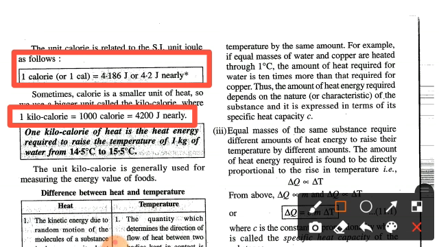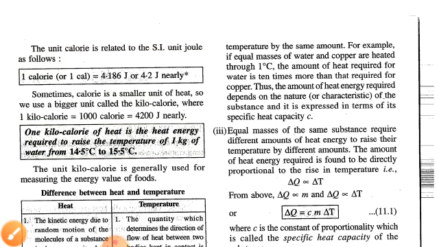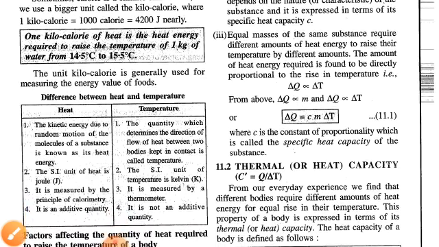So 1 kilocalorie of heat is the energy required to raise the temperature of 1 kg of water from 14.5 degrees Celsius to 15.5 degrees Celsius. You can see this is the exact definition of calorie and kilocalorie. Now, the unit of kilocalorie is generally used for measuring the energy value of food, means how much calorie you have eaten in the food, how much calorie you gain.